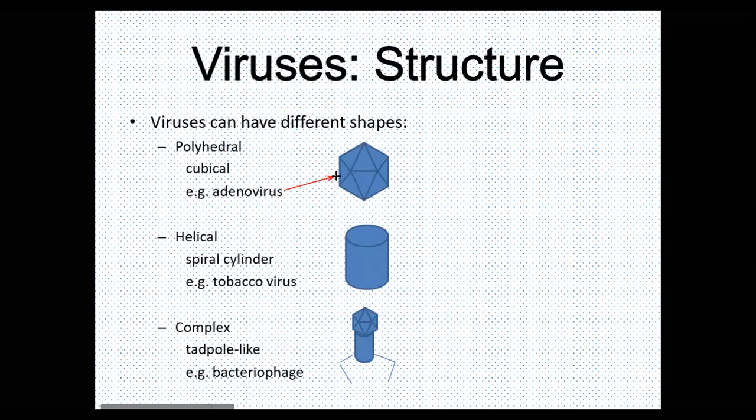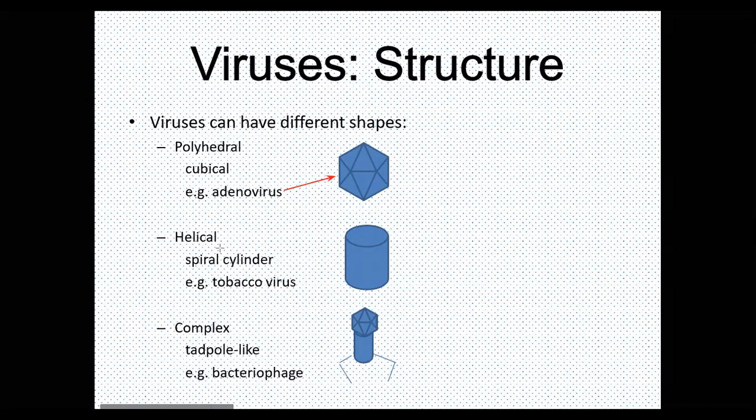Adenovirus is this one. And another may be helical type. Helical means spiral cylinder. That means inside this cylinder shape, the RNA is encircled in this way. RNA in cylinder shape, like a spring shape inside.